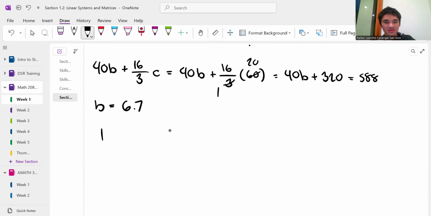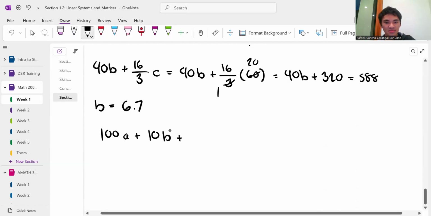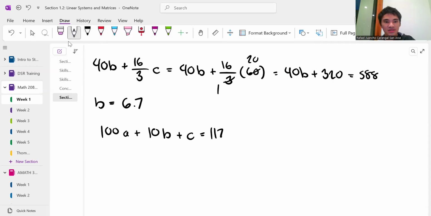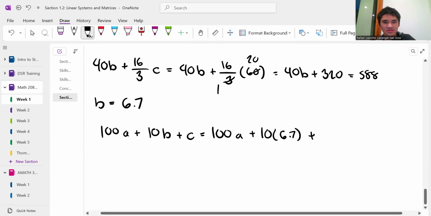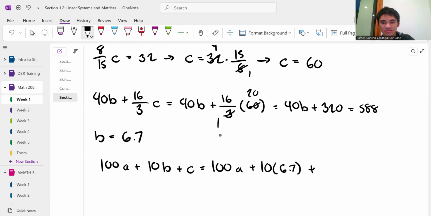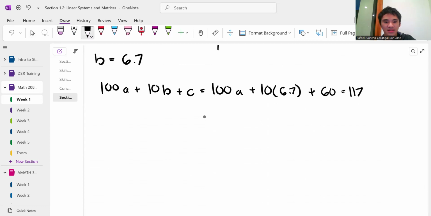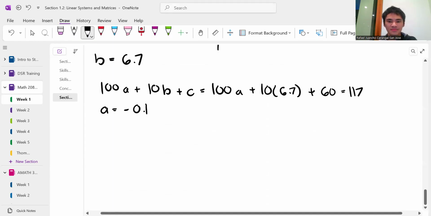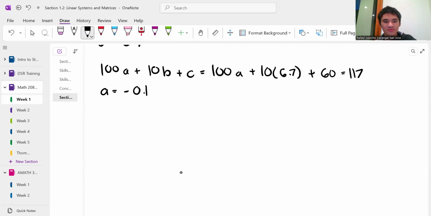So 100A plus 10B plus C equals 117. And then actually, we can just plug in the values for B and C because we already know them. So 100A plus 10B, so 10 times 6.7, that's 67, plus C, which I think is 60, right, is 117. Then from there, doing all of that solving, we got A is negative 0.1. Right, so the solution is as follows: negative 0.1, 6.7, 60.